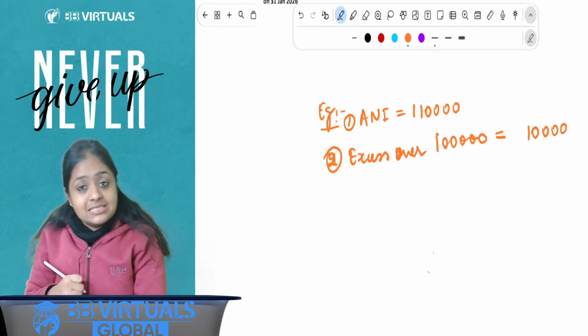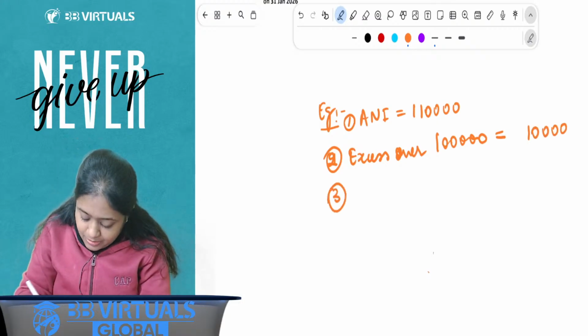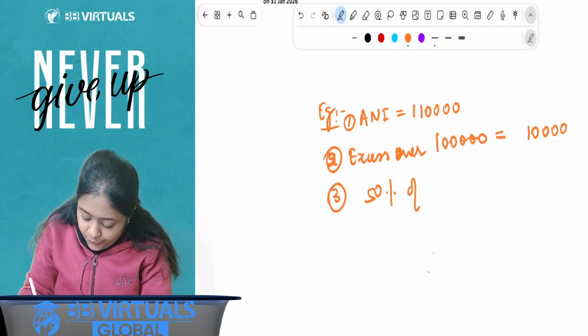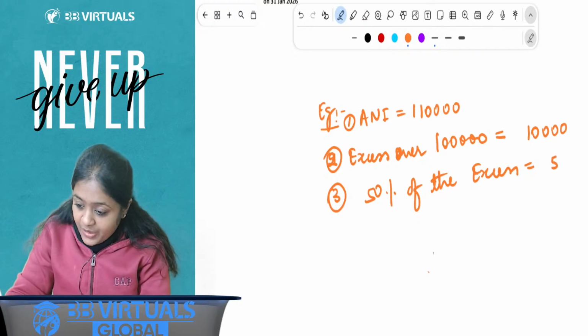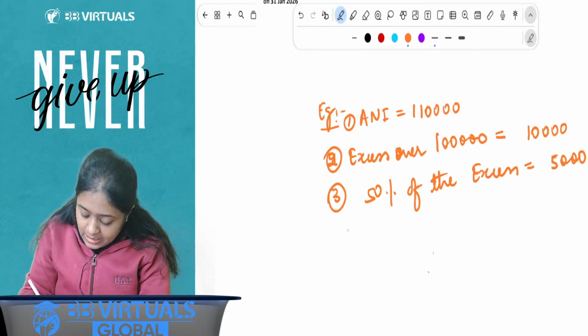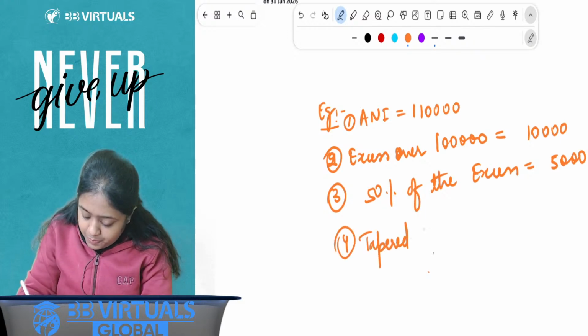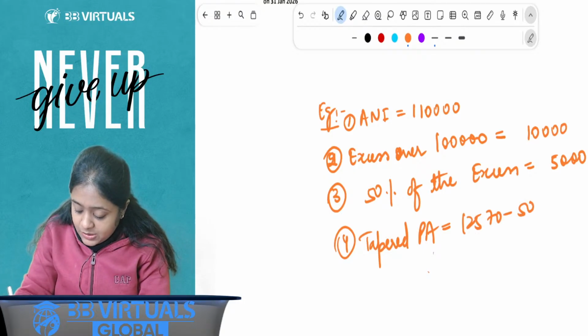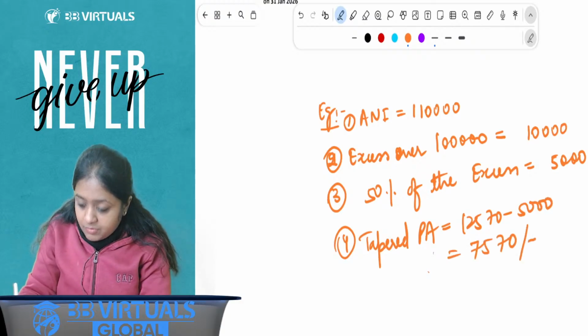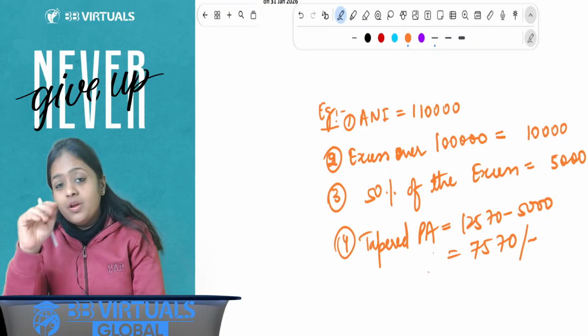Excess over 1 lakh is 10,000. Step 3, calculate 50% of the excess. 50% of the excess is 5,000. So now your tapered PA, that is your reduced PA, will be 12,570 less 5,000, which is 7,570. Clear? But now here comes the problem.